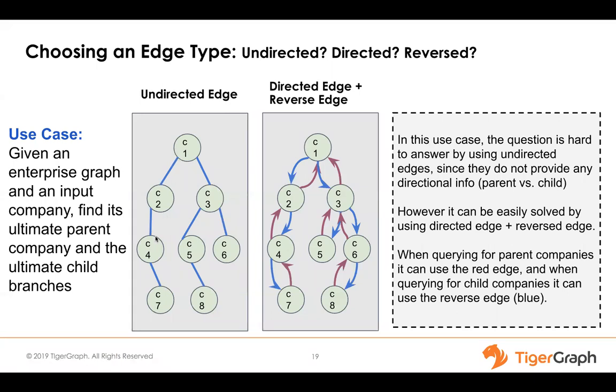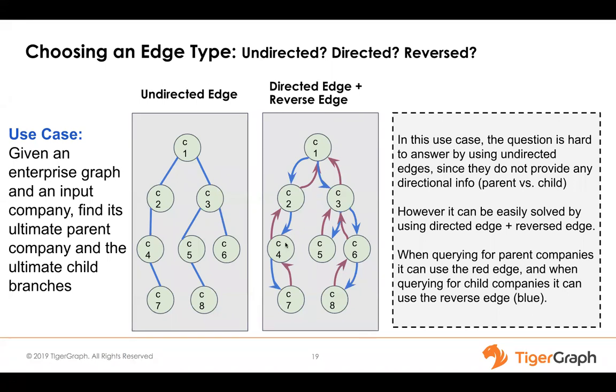However, if we define the schema with undirected edge, we just cannot do that because from C4, we don't know which one is a subsidiary or parent company. There's no info like that in the edge, right? So in this case, it's definitely recommended to do it with directed edge with reverse edge, right? So here, the red edge is the parent edge. The blue edge is the subsidiary edge.